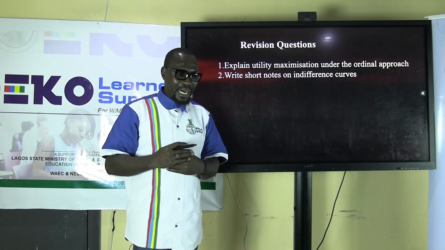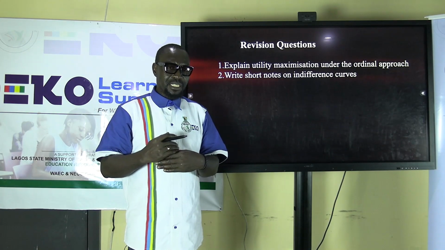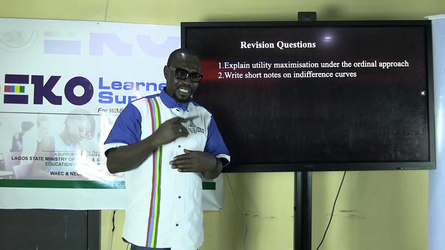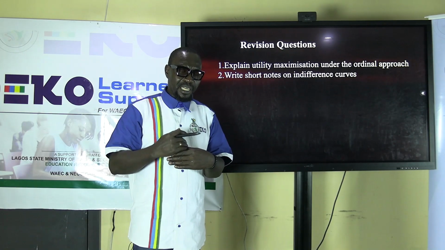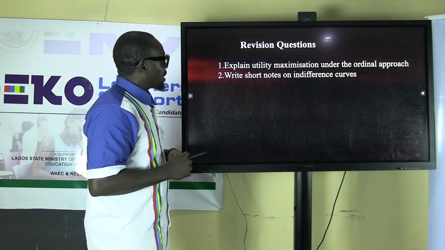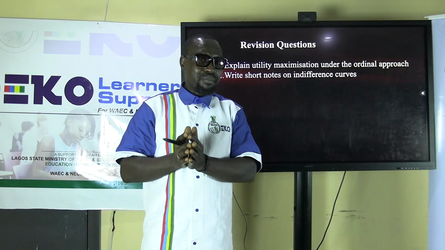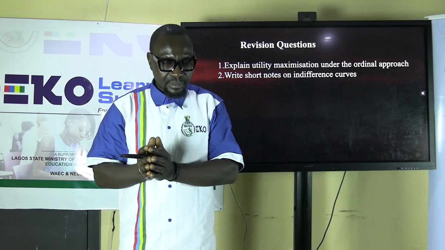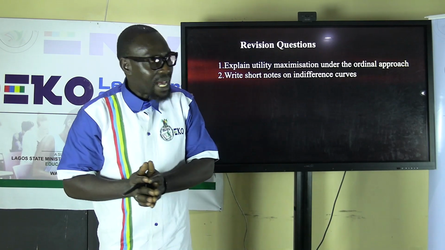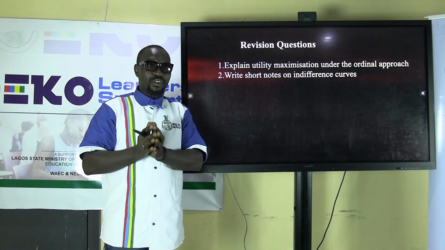So you can talk about a case where you get more utility from good A at this level of consumption compared to that level of consumption. Then it says write short notes on indifference curves. To write short notes on indifference curves, you have to define what an indifference curve is and mention its properties, and then use a diagram to show what an indifference curve is.